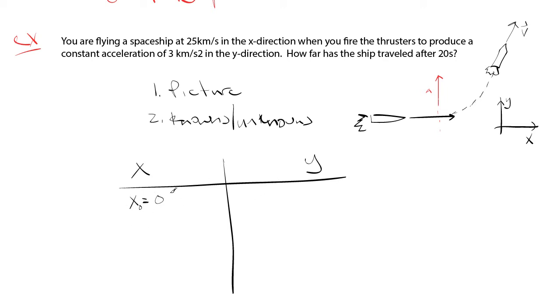I can choose to put my axis wherever I want. So my origin, I'm going to put right here when I turn on those thrusters. Okay? That's my origin. So at the origin, x is 0, and I guess I could fill in y naught, and that's going to be 0. Okay? Our final position, I don't know what that is. That's what I'm after.